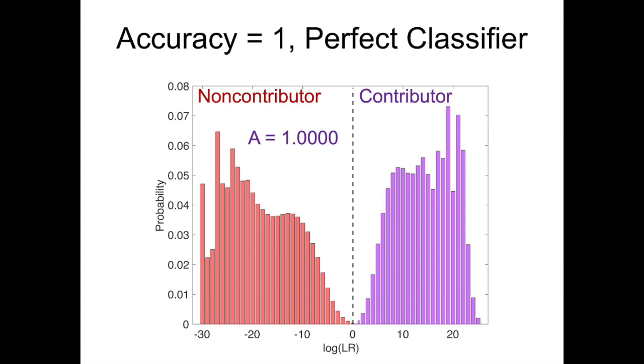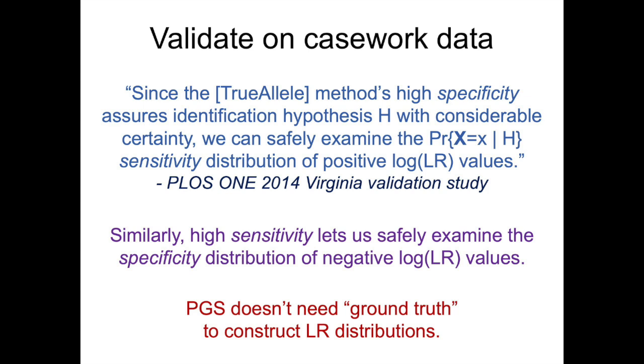This is an accurate classifier. If you were to sample from somebody who didn't leave their DNA and somebody who did leave their DNA, the probability that those numbers would be in the correct negative-positive order is basically 1. That's a good classifier. This is TrueAllele on Virginia data over 10 years ago. In that paper, what we wrote is this is how you validate on casework data that's not ground truth. These are the words. I'll explain.